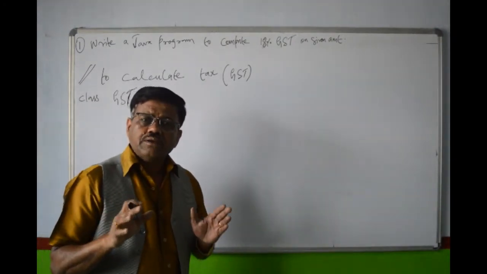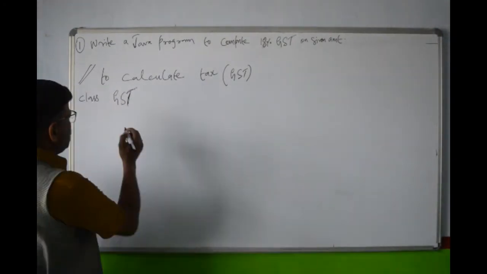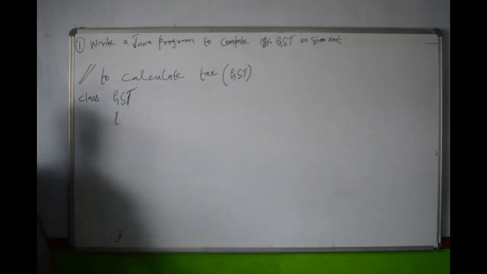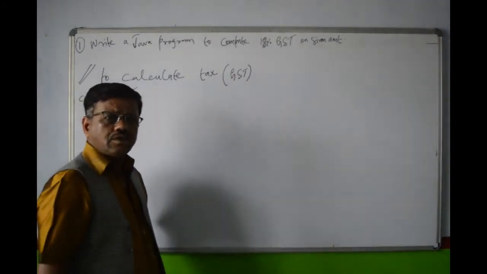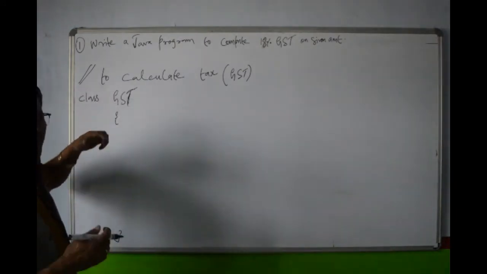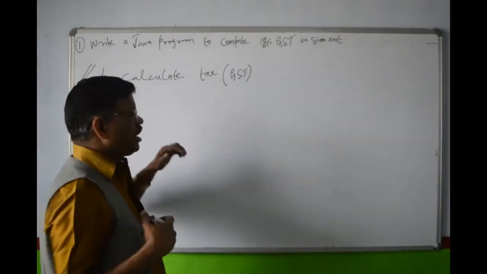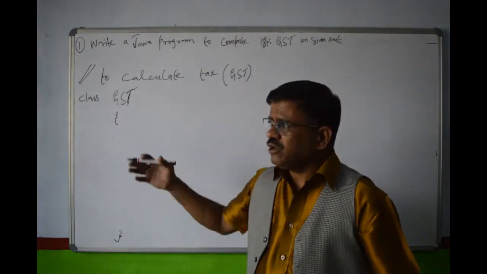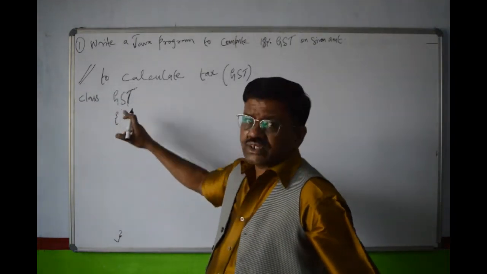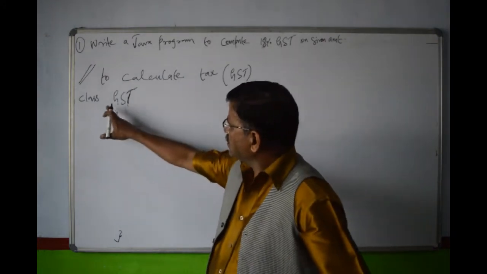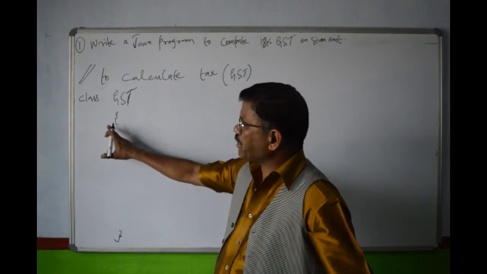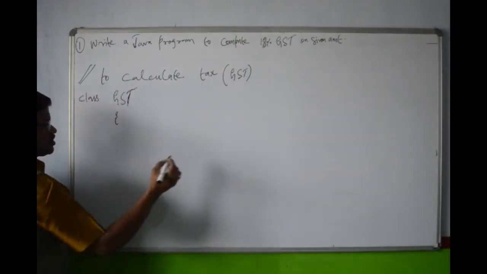Please pay utmost attention, boys and girls. The moment you write a class, this is the name we the users give. What is the name again? GST. Anything you can give. GST is the shortest form of Goods and Service Tax. Right? The class should begin and close. The whole lot you have to write in a pair of braces.